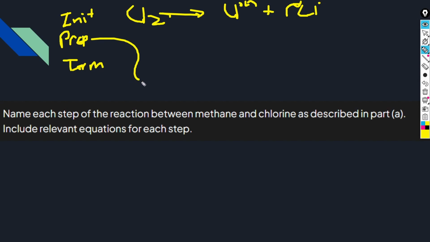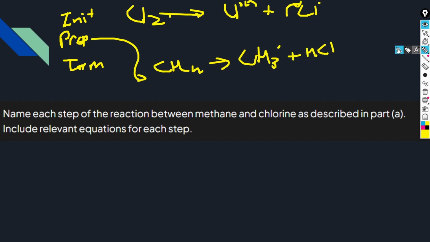And propagation is the next reaction. So it can be CH4. In CH4, there are two things that can happen. The C-H bond can break, so this will form a CH3 free radical, and there will be HCl. HCl will form, and then we also have another one: the CH3 radical can react with chlorine to form CH3Cl plus a chlorine radical. This is a propagation step.